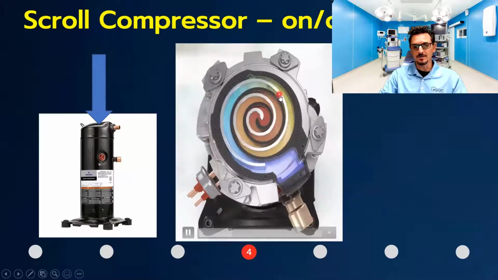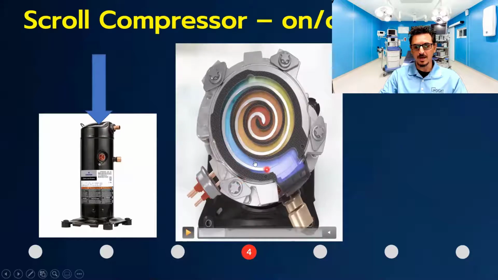And what's going on here is these chambers are ever decreasing, and it creates a seal at the touch points. So this gas right here is in this chamber, and it's sealed there, and it gets pushed to this chamber, et cetera, and it comes out as a hot gas. That's how a typical scroll compressor works. It's either on or it's off.